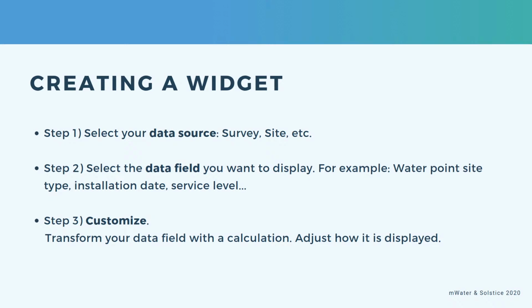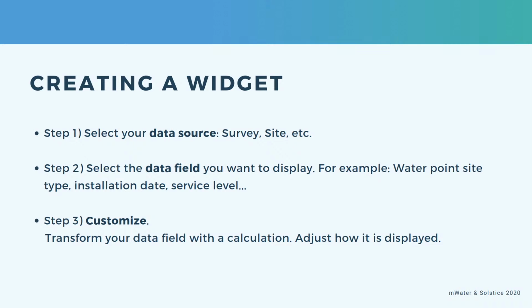Is it a survey that you've created? Or is it a site? What is a site? A site is an infrastructure location in the world, in our language. It's a water point, or a community, or a school, or a health facility, and so on. And you can link surveys to them, and they also have some attributes of data of their own. Or it could be something else, sensor data, custom imported data, but you do need to know where the data is coming from that you want to visualize.